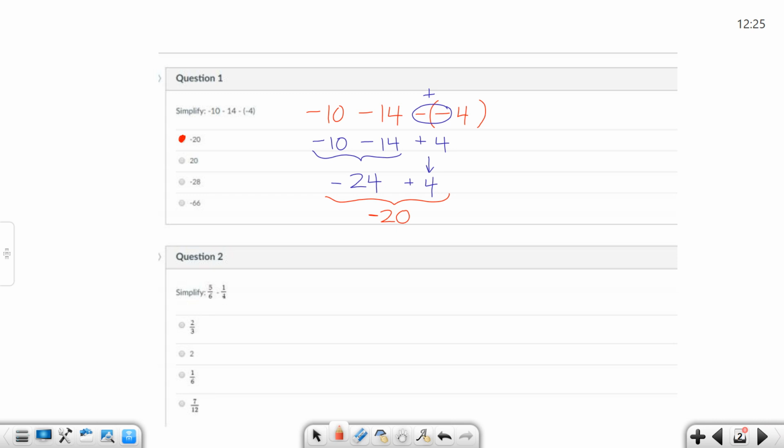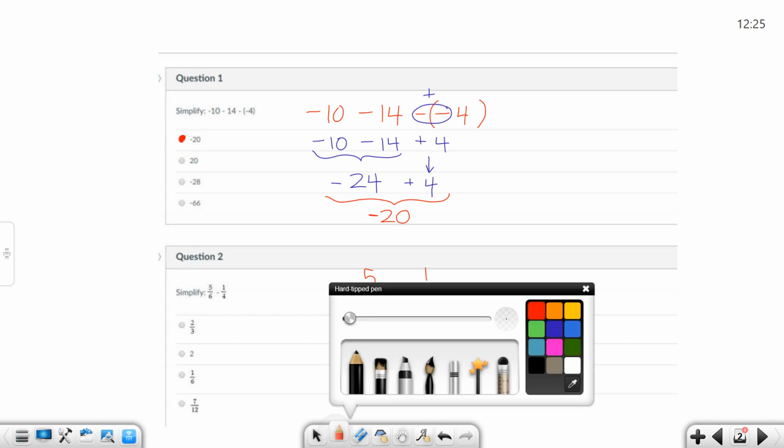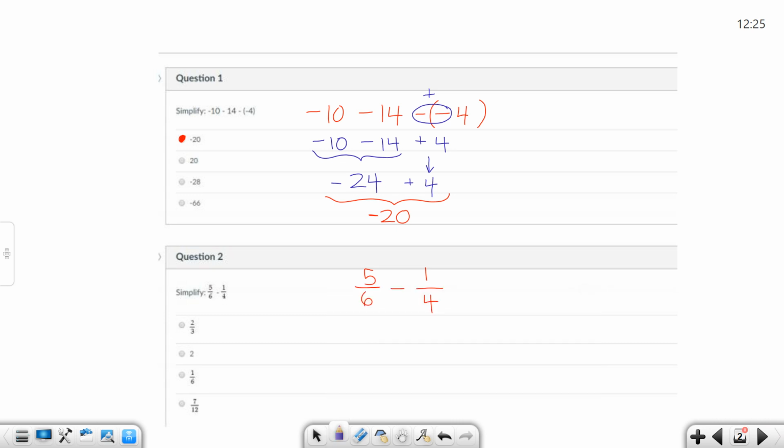Okay, the second one is fractions, and when you subtract fractions, you need a common denominator. So this common denominator could be 24, but the smaller number is 12, so you could use 12 or 24. I'm going to turn them both into 12s. So 6 times 2 would give me 12 on the bottom. If I multiply by 2 on the bottom, I have to multiply by 2 on the top. 4 times 3 would give me 12. If I multiply by 3 on the bottom, I have to multiply by 3 on the top. So I get 10 twelfths minus 3 twelfths.